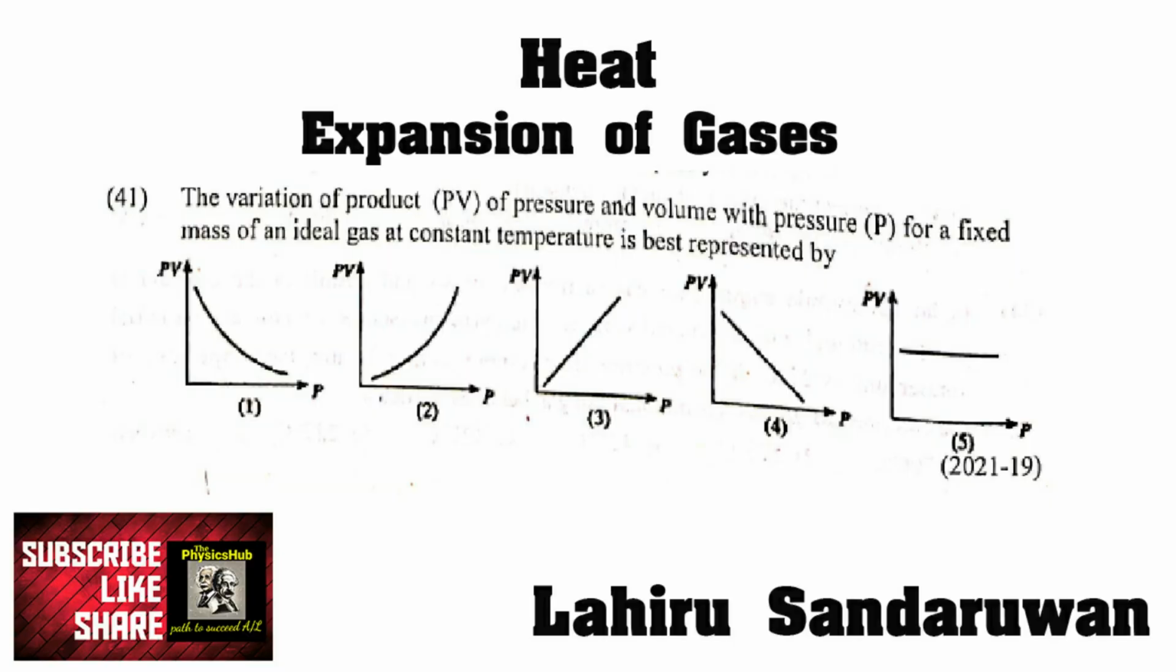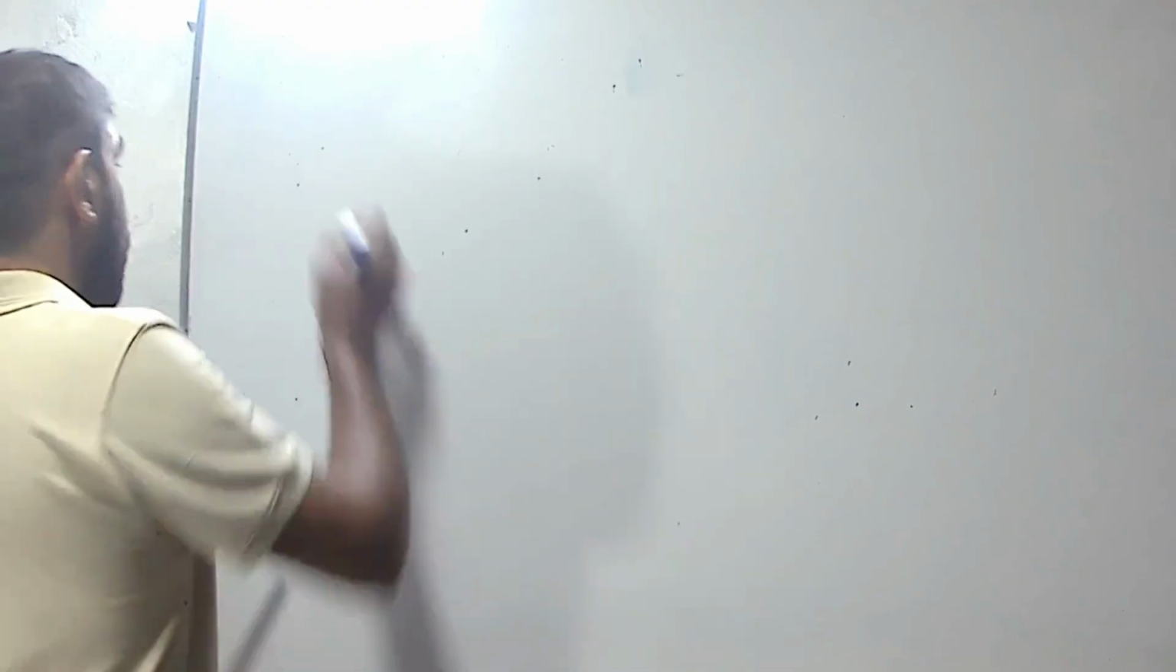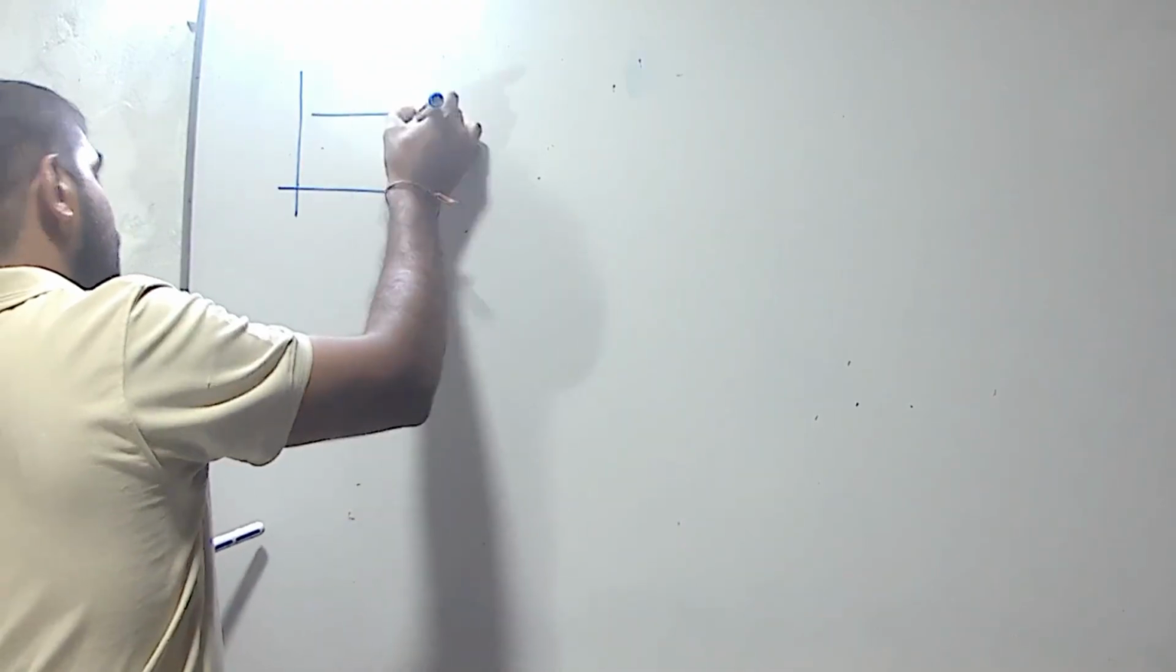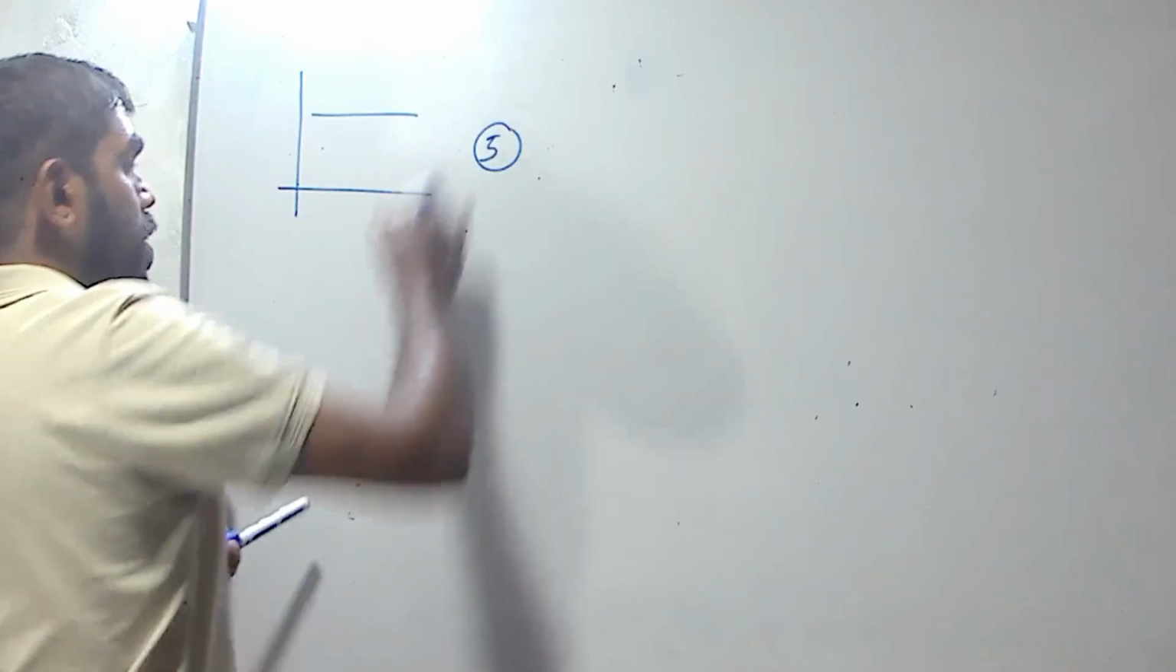The variation of product PV of pressure and volume with pressure P for a fixed mass of an ideal gas at constant temperature is best represented by. We know that for an ideal gas, if the temperature is constant, the PV product should be constant. Then it should be a graph like this. Then the answer is 5.